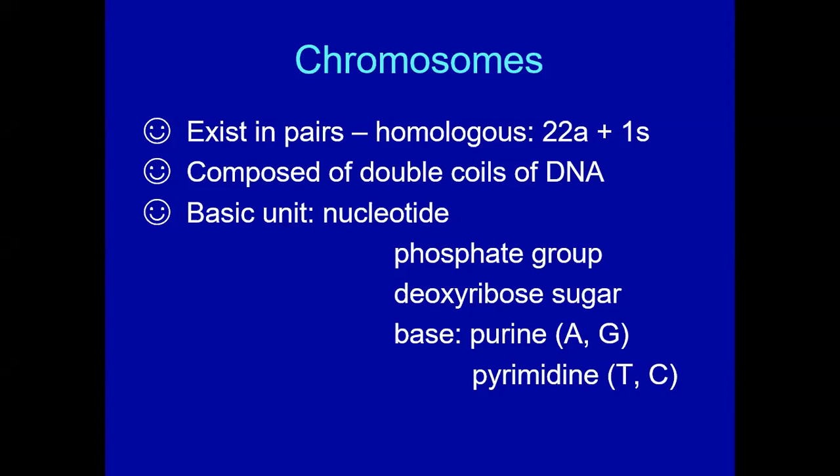and cytosine. So these are the bases, and there are also the pyrimidines, thymine and cytosine. So these are the other bases that can occur within the chromosomes. So the chromosome.